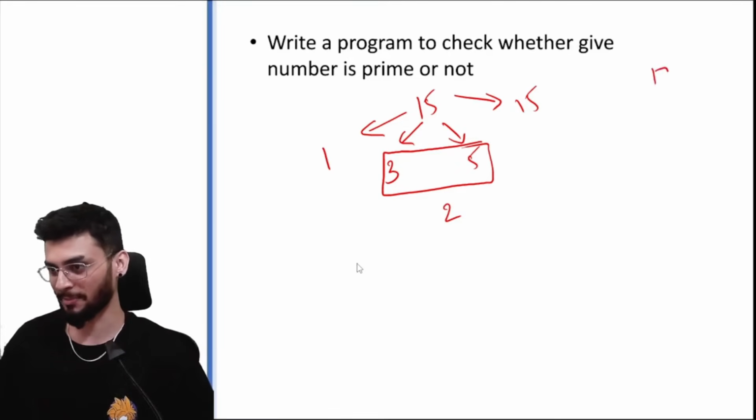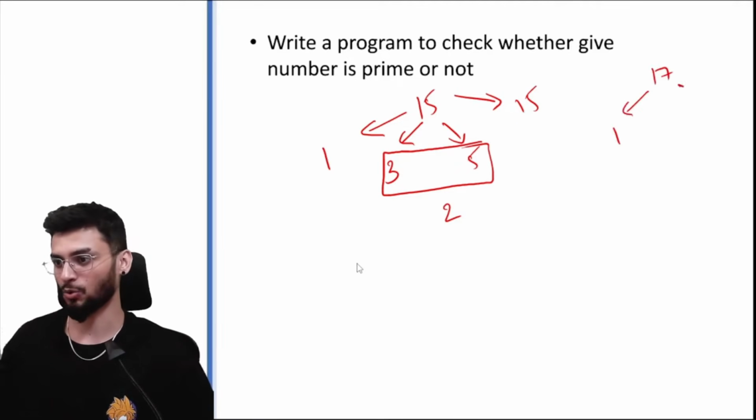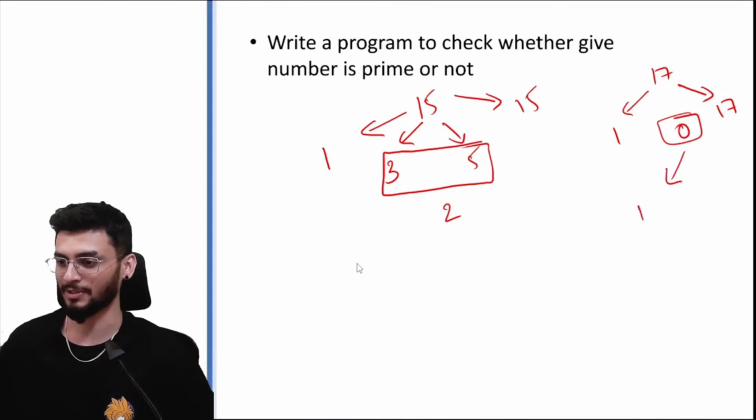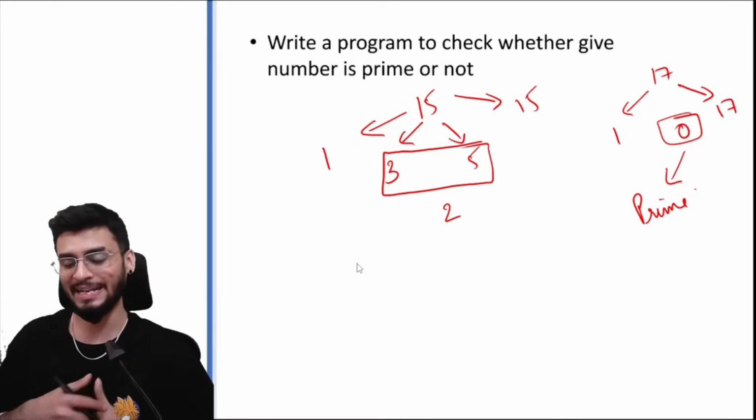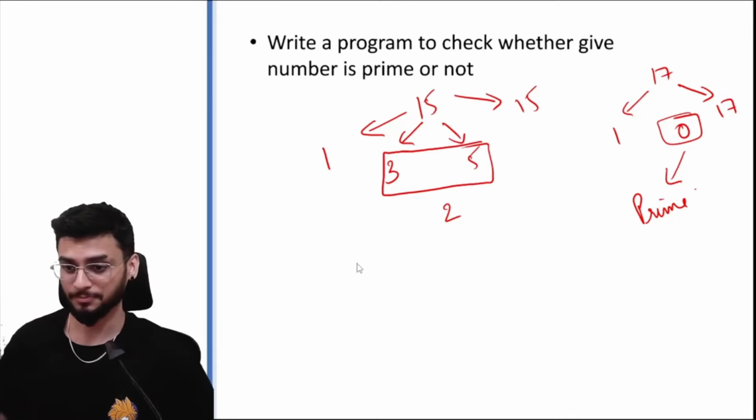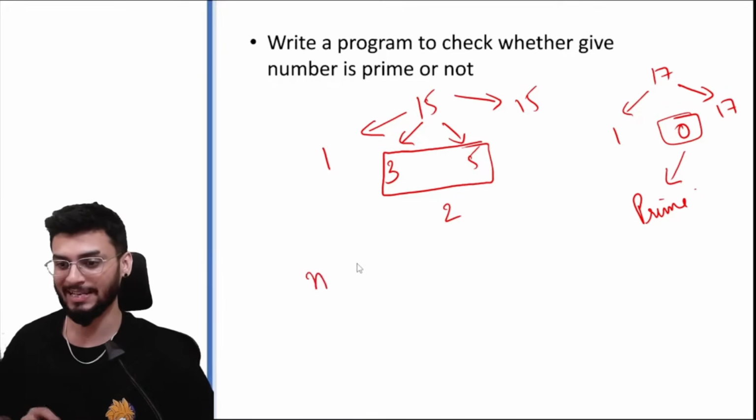But if we have a number like 17, the only divisors it has are 1 and 17. So the number of divisors will actually be 0 here, and you can say that it's a prime number. So using this logic, we can find out for any number if it's prime or not. The input which we take from the user is n, which is the number.